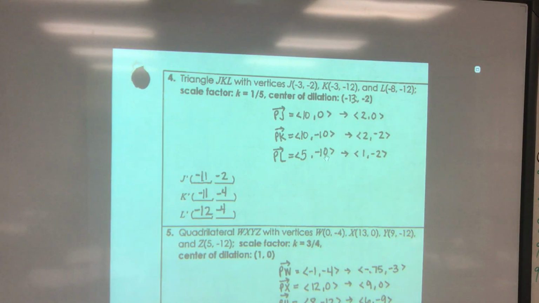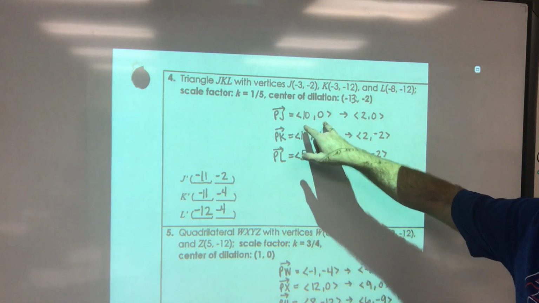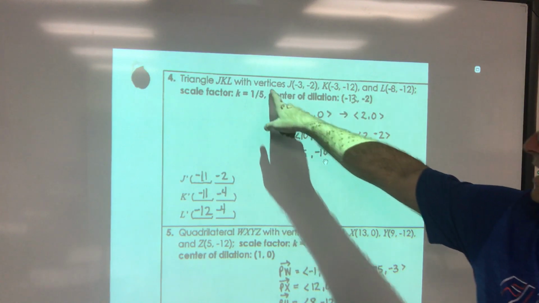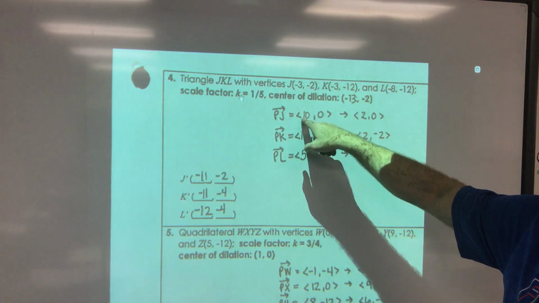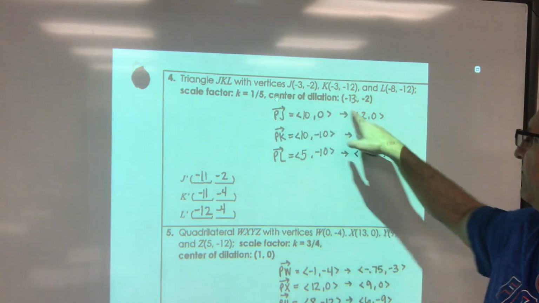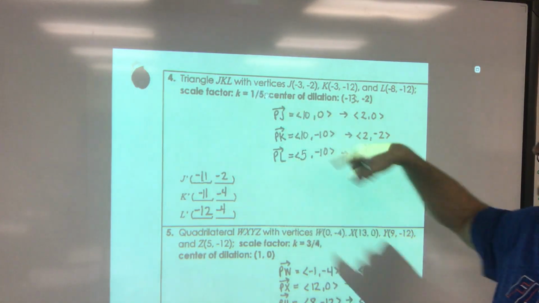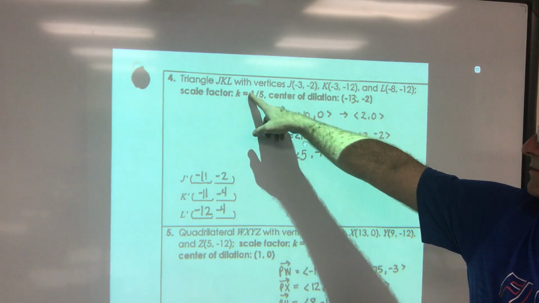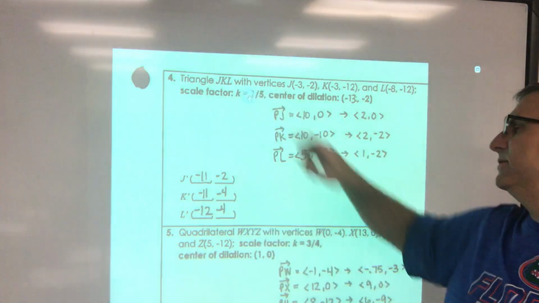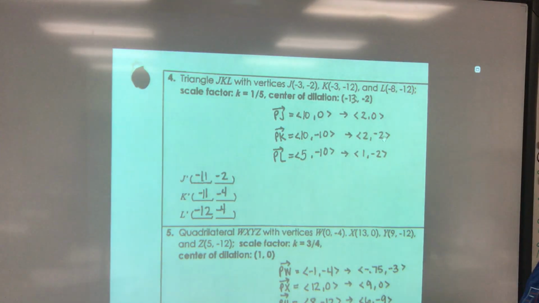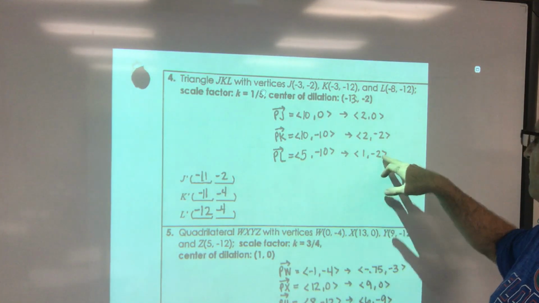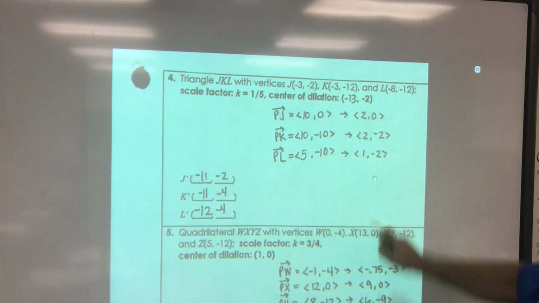Now I multiply the vector that I found in step 1 by the scale factor. So I found my vectors in each one. Now I just need to multiply by the scale factor of 1/5. So 10 times 1 is 10, divided by 5 is 2. 0 times 1 is 0, divided by 5 is 0. 10 times 1, 10, divided by 5 is 2. -10 times 1, divided by 5, -2. 5 times 1 is 5, divided by 5 is 1. -10 times 1, divided by 5, -2. So here are my new vectors.